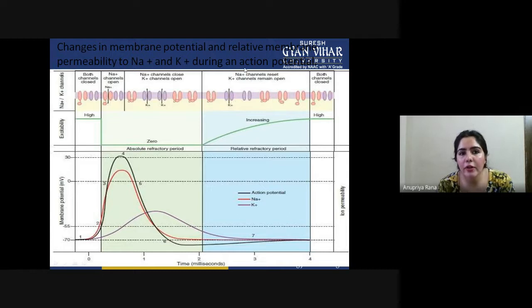So this is how the membrane potential changes, that is, the relative membrane permeability to sodium and potassium during an action potential. You can easily see how sodium and potassium ions go toward the outer and inner side during these action potential changes.